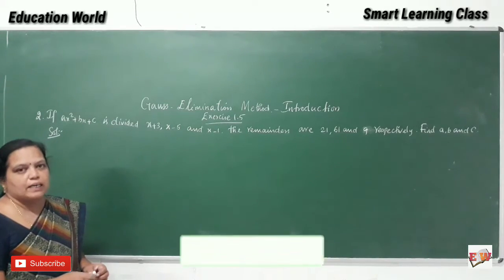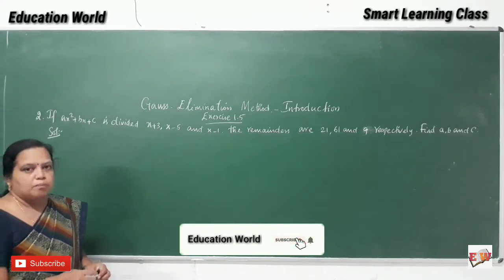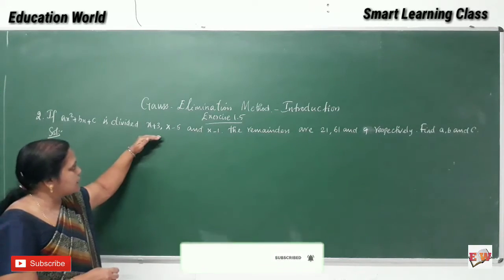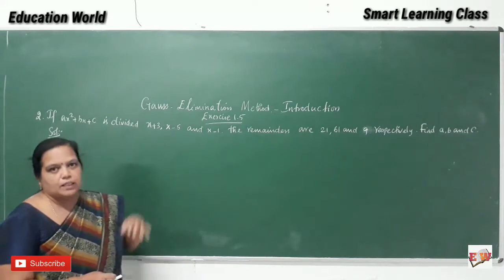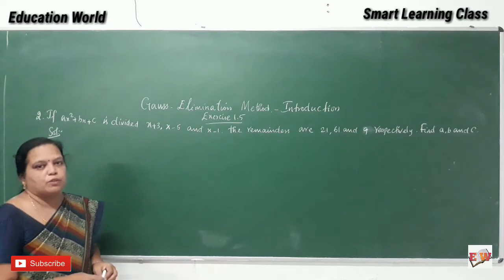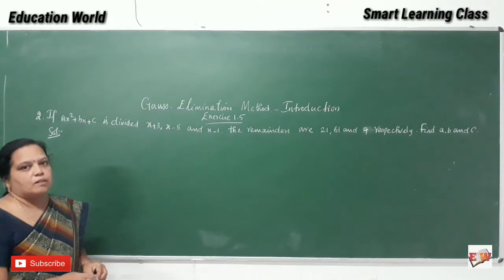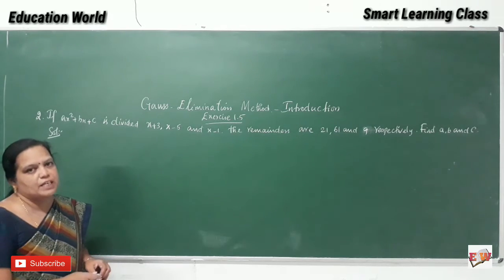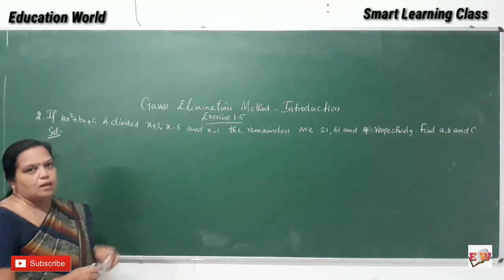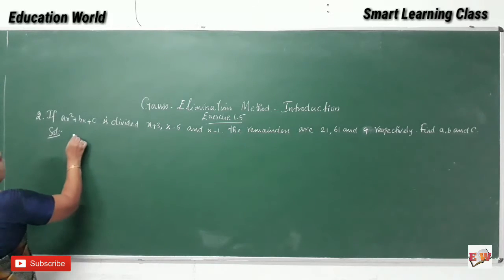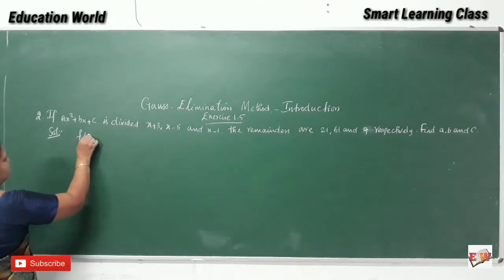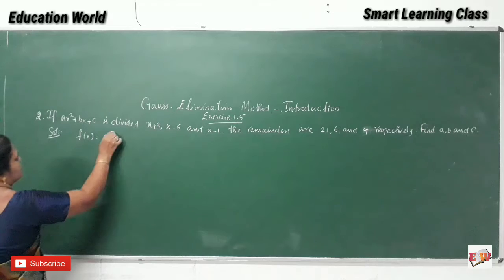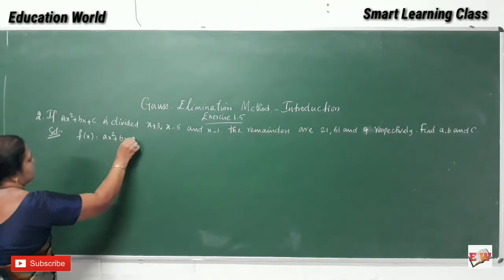They have given one quadratic equation to us. This number is divided by this term, and it leaves the remainder. That also they have given. So we have to find the value of a, b and c. For that, first we have to write the system of linear equations using this. So I am going to take f of x is equal to ax square plus bx plus c.